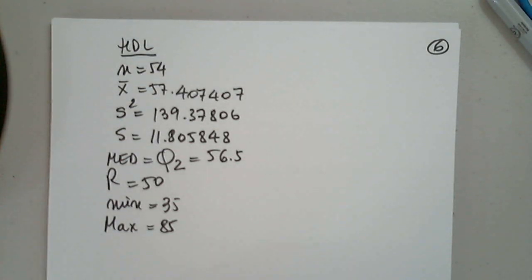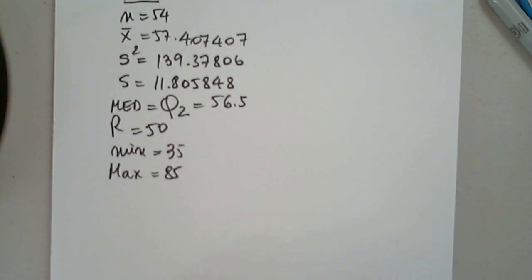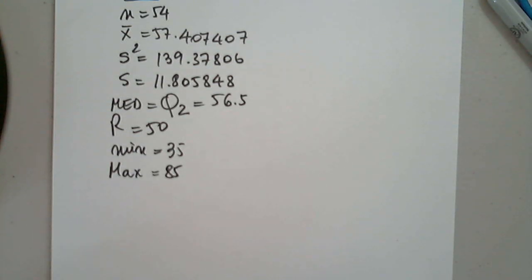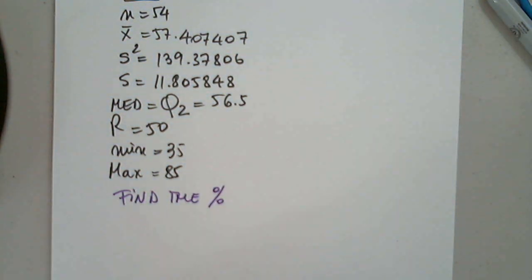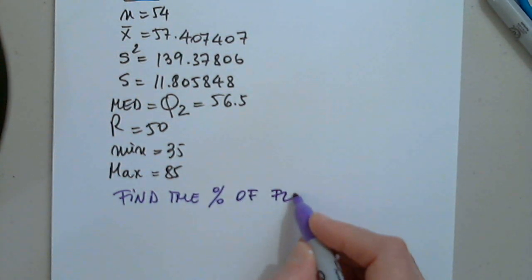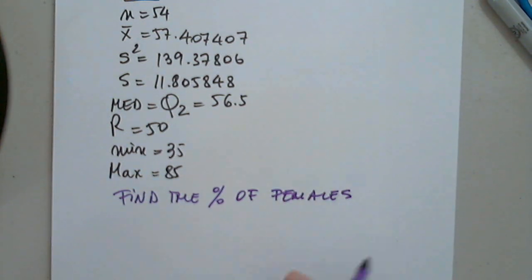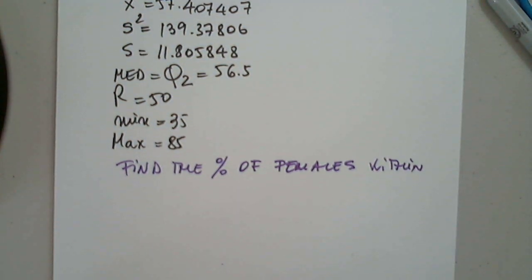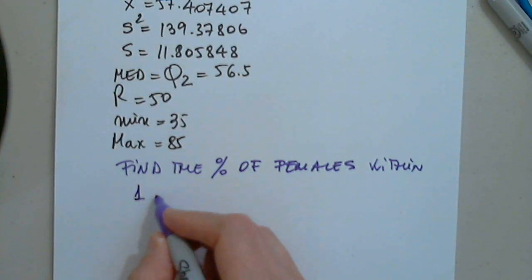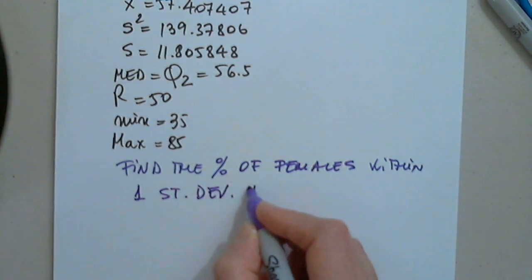Now here's the next question. I'm going to stop sharing. This is our first question on this problem. Find the percentage of all patients, of females, within, you tell me, 1 or 2 or 3 standard deviations away from the mean, using the empirical rule. You choose. Do 1 deviation? 1, very good. Within 1 standard deviation from the mean.